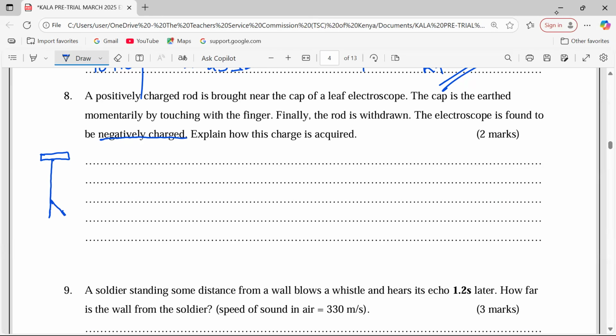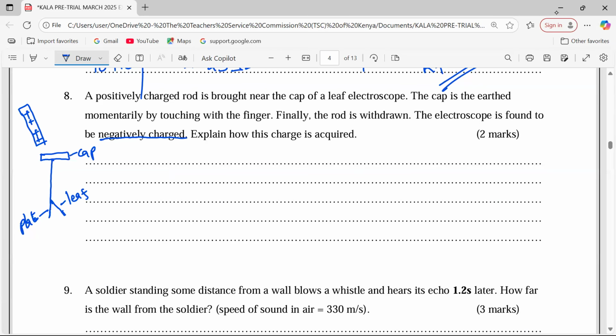So let's look at this. This is the golden leaf. This one is the metal plate. Then this is the cap. Now, what are we doing? We are bringing close a rod. This rod is positively charged. We are not touching the cap. And therefore, it means this.